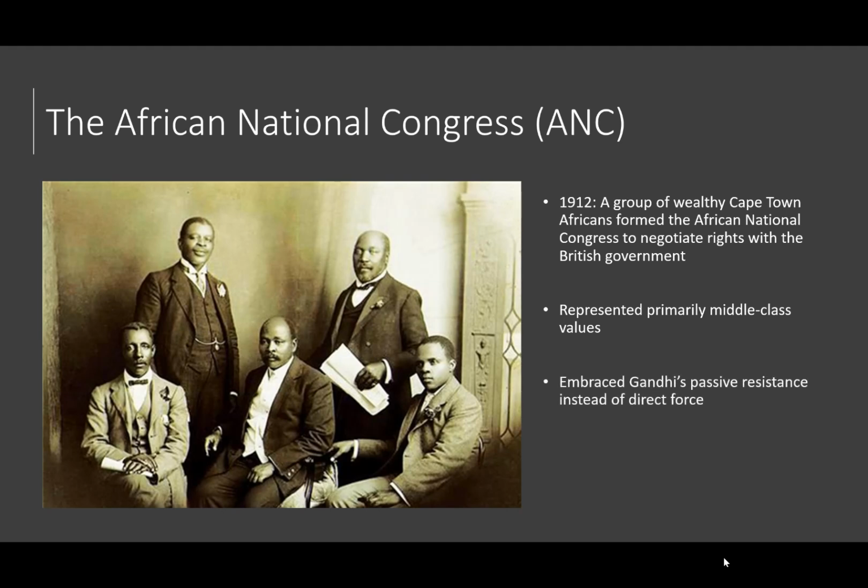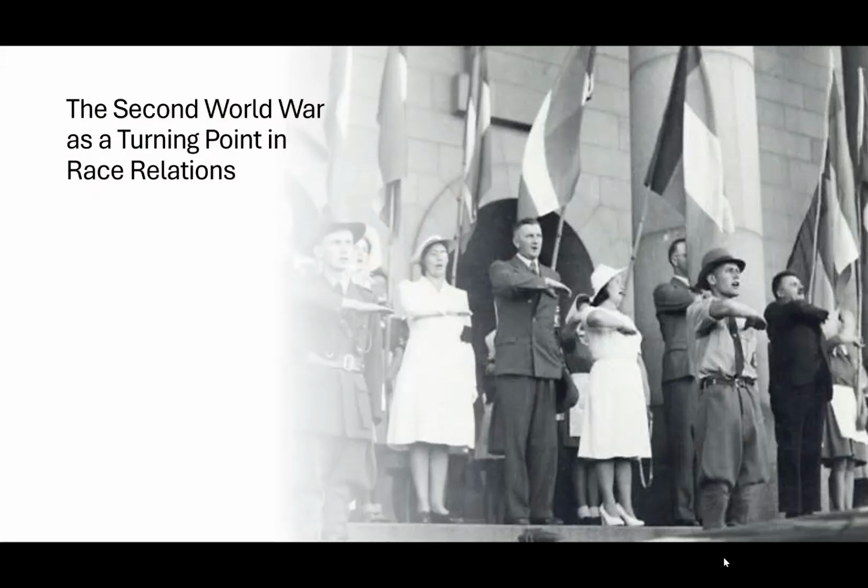They embraced Gandhi's passive resistance. But the significant change in 1912 was the ANC wanted to put the ethnic differences aside. They did not want to see each other as chiefdoms and divided by different groups. They don't want to be seen as the Xhosa or the Zulus. They want to be seen as a singular African people. But once again, they did not want to bring in the fold the poor. They were looking at propriety, earning their position, and negotiating.